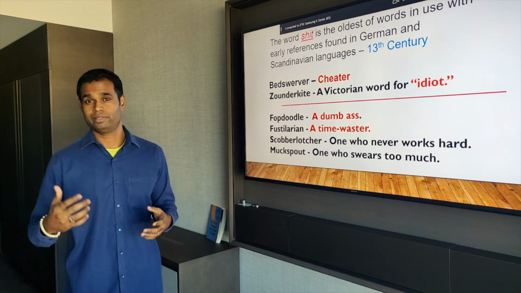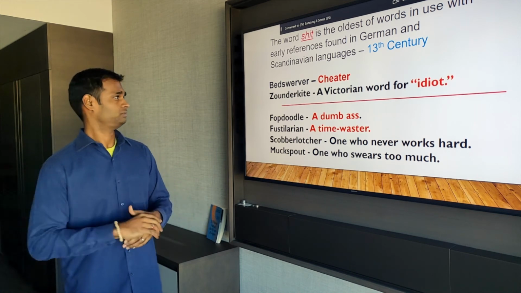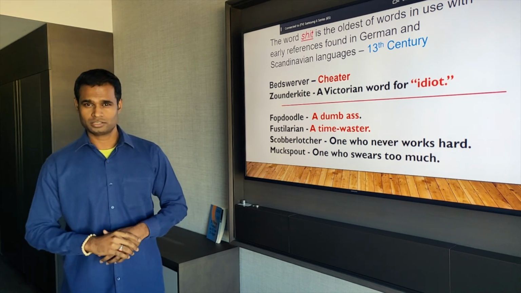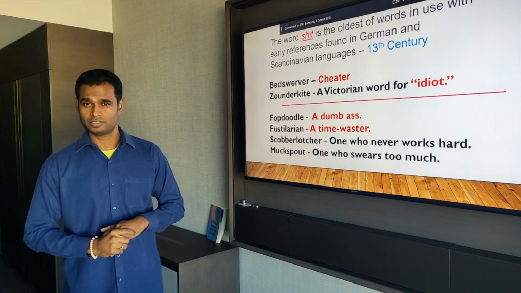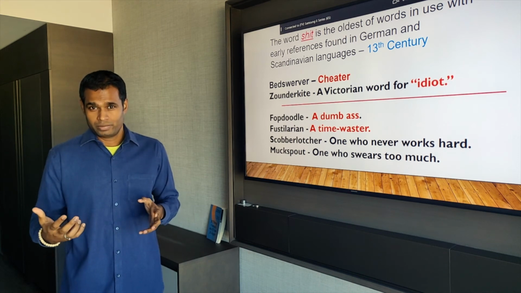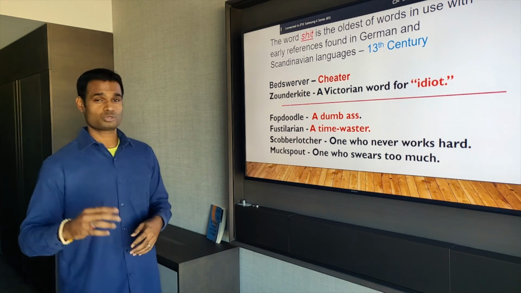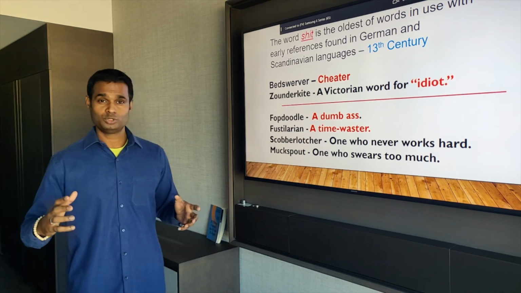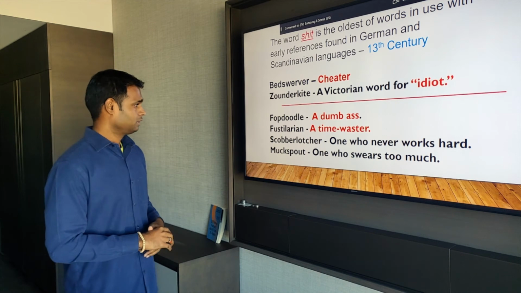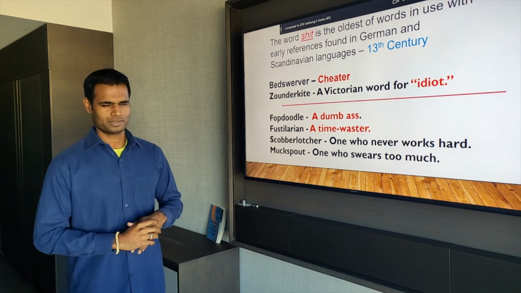I don't understand anything. But that actually means these are the old, forgotten bad words. Bed swearer means a cheater. Zunderkeit: if someone tells you you're a Zunderkeit, what does it mean? It's basically an idiot. The word idiot is well known as we speak, you understand, I understand. But in the 10th and 12th centuries, those are the words they used for an idiot. It's Zunderkeit. Fubdoodle is an ass, basically a dumbass. And Fustelarian is a time waster, nothing but a lazy person.